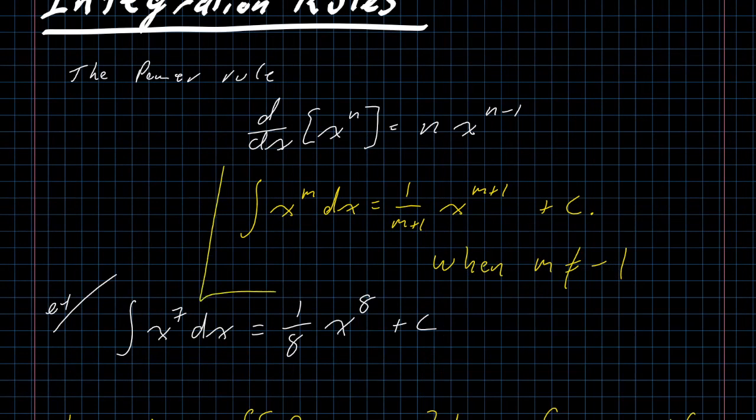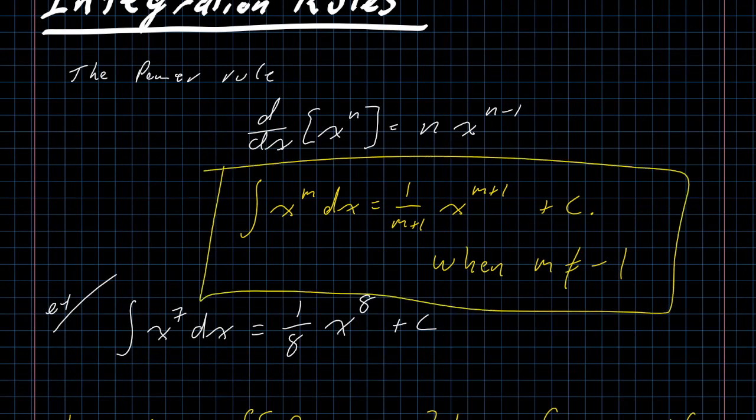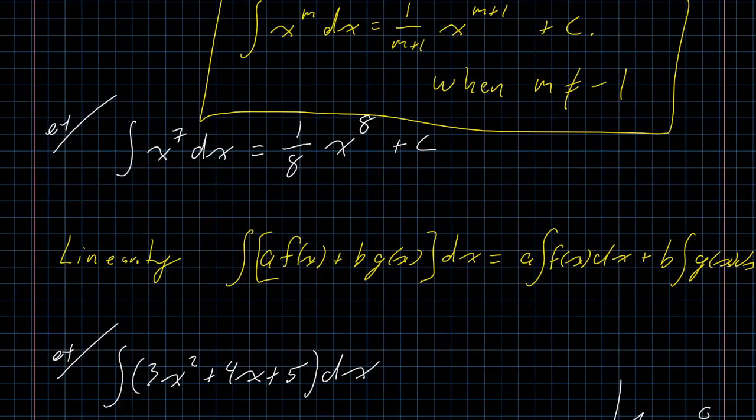Our power rule says that the integral of x to the m is 1 over m plus 1 times x to the m plus 1 plus c, whenever m is not -1. When m is -1, we need a completely different rule, and it's going to be a couple of videos before I get there. It's actually going to be in the second semester of calculus that we see how to deal with that one corner case. But that takes care of powers.